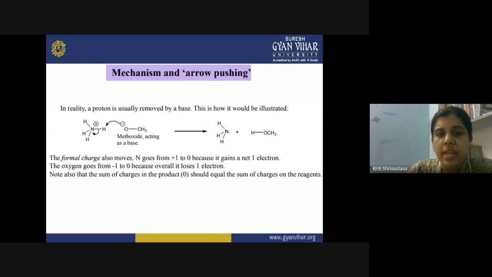Now in reality, the proton is usually removed by a base. It is not that the proton just leaves the ammonium ion by itself. You require a certain base to be present there, which will abstract the proton. Whenever proton abstraction or any deprotonation reaction takes place, the proton is not leaving the molecule by itself. You require the presence of a base for such a reaction.